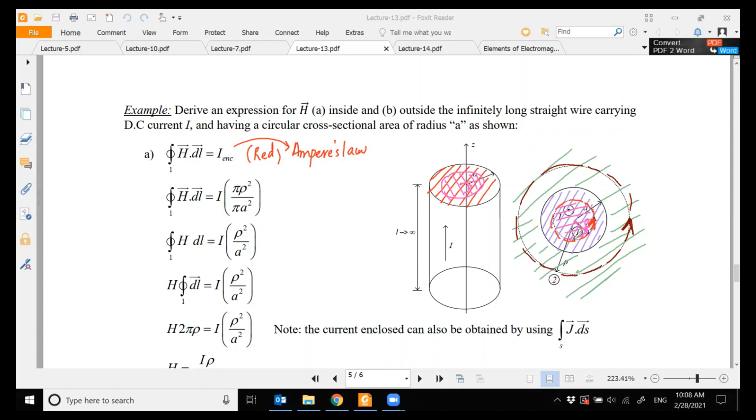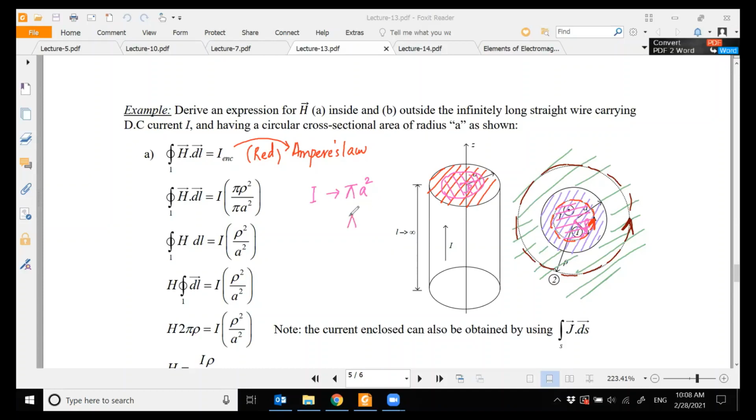So how can I find? I can find by using the ratios. So in I, which cross-sectional area carries the complete current I? The area of pi a square, right? Because this whole thickness of the wire carries the current I. So the current I is carried in this whole cross-sectional area.